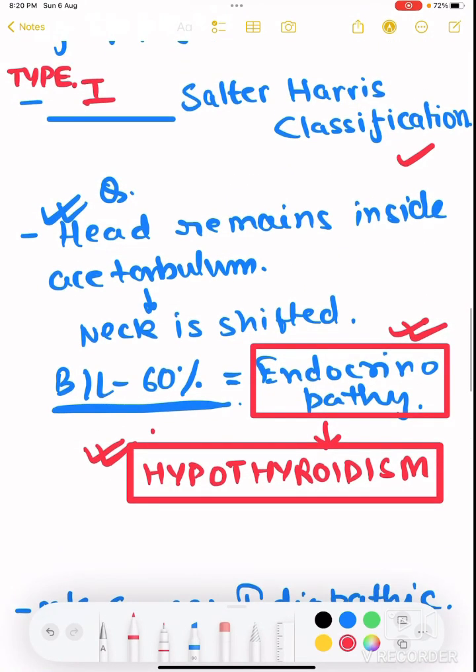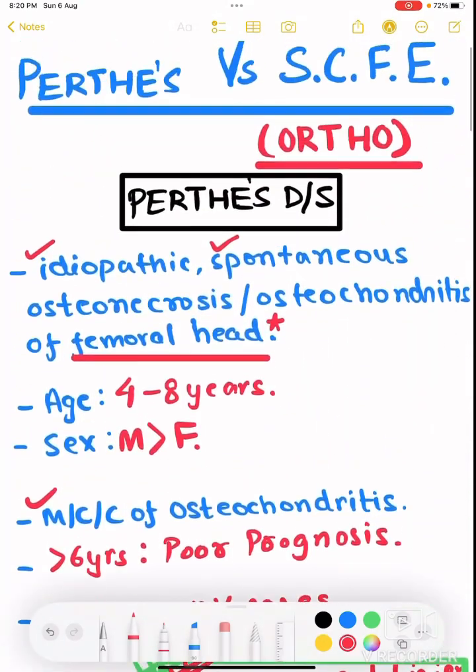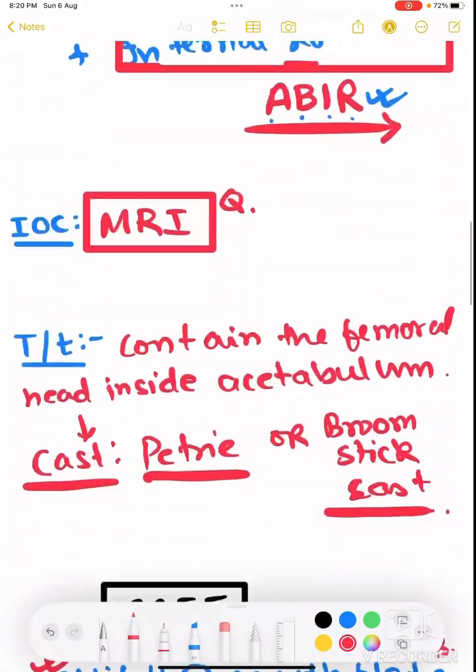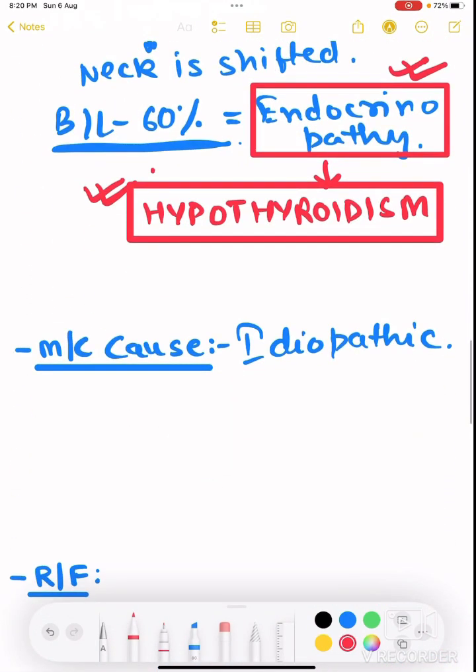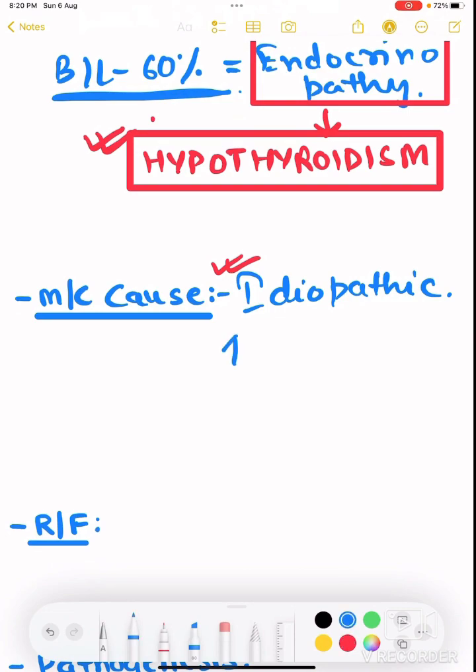So if in a patient you see hypothyroidism and features like Perthes disease, your diagnosis is not Perthes, it is actually SCFE, right? Most common cause is still idiopathic. Okay, other causes are increase in growth hormone and decrease in sex hormones, right?